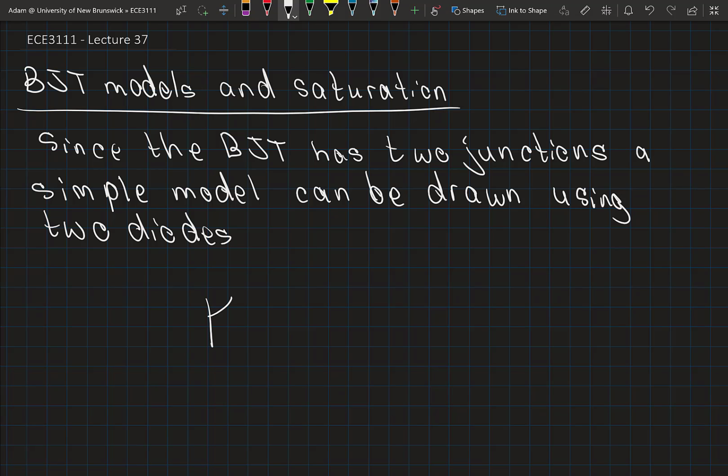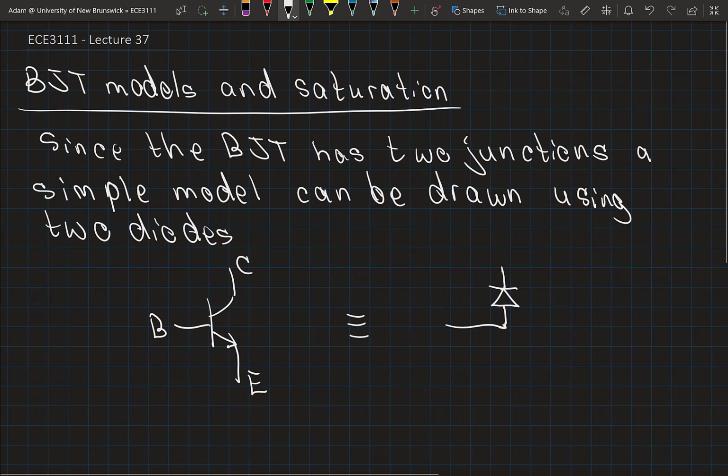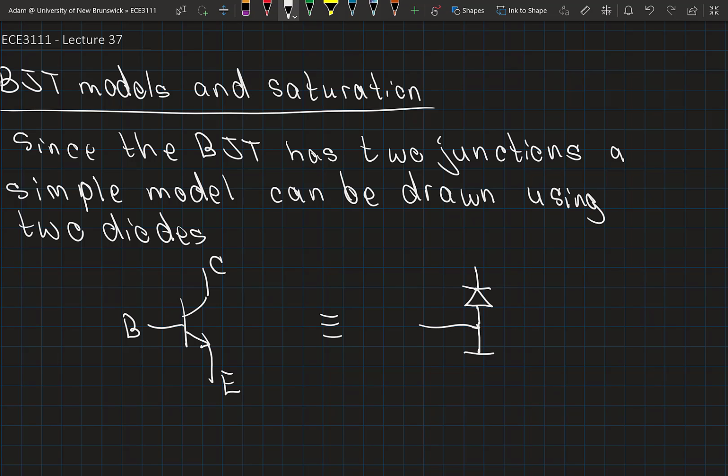Okay, so using an NPN transistor as an example, where this is our collector, base, and emitter, we could, again using a simple model, equate this to two diodes. So a diode from the base to collector, and another diode from the base to the emitter. This is representing that base to collector junction. This is representing the base to emitter junction. And I suppose I should label this would be the base to collector voltage, and this would be the base to emitter voltage.